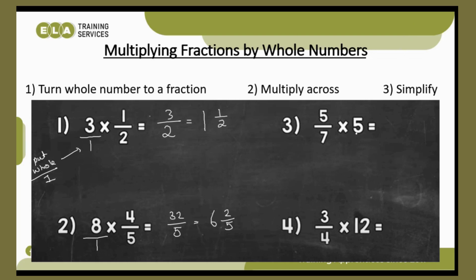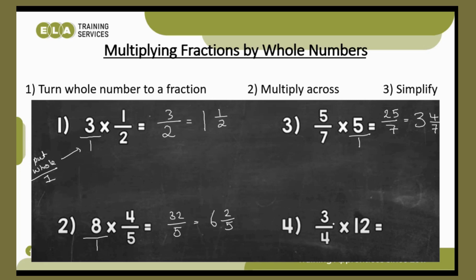Okay, so let's have a look at our answer for 3. So we've got 5/7 times 5, so we're going to put 5 over 1. 5 times 5 is 25. 7 times 1 is 7, so 25 sevenths. How many sevens are in 25? So 3 sevens are 21 and 4 sevenths left over, so 3 and 4 sevenths.